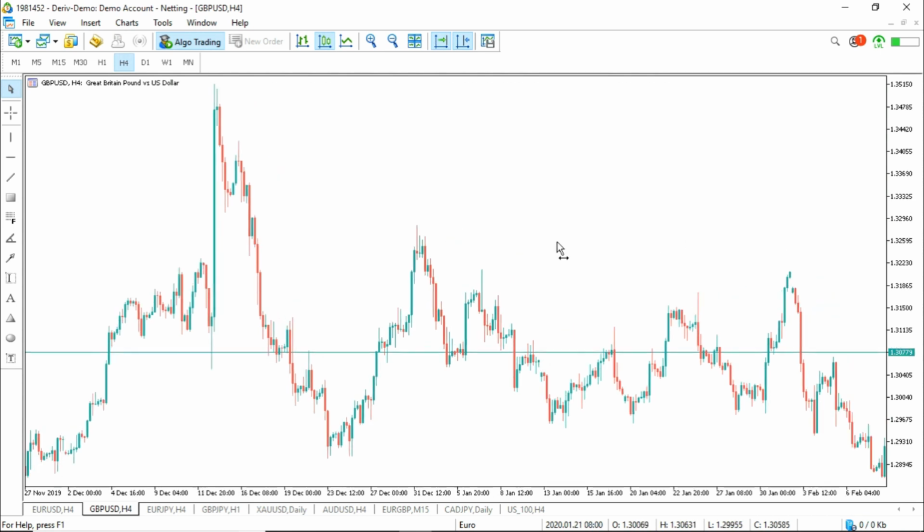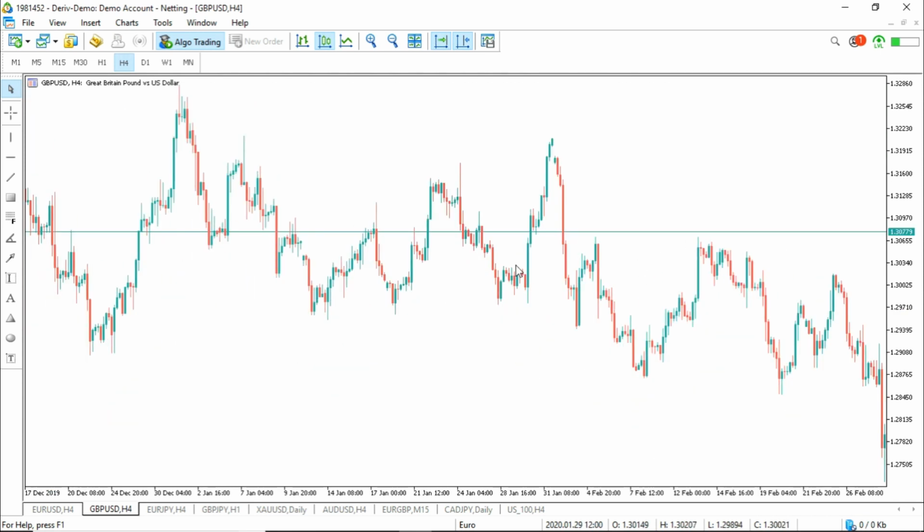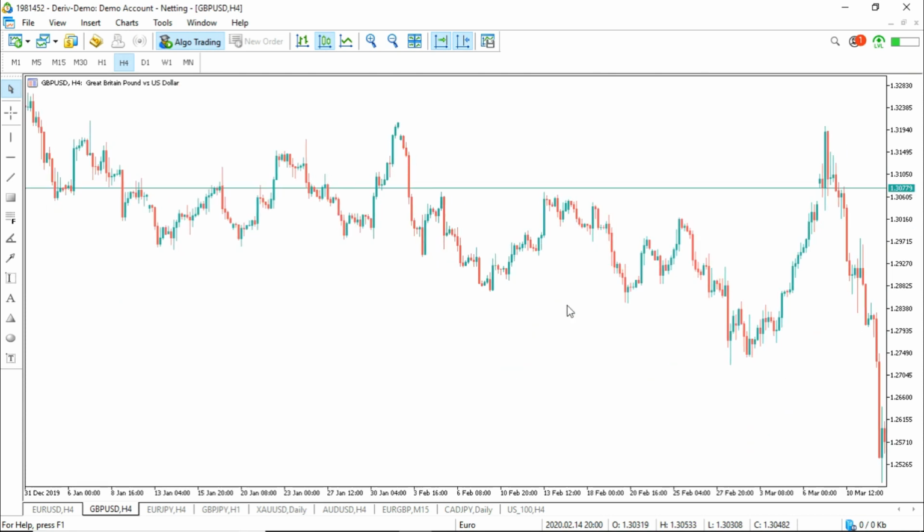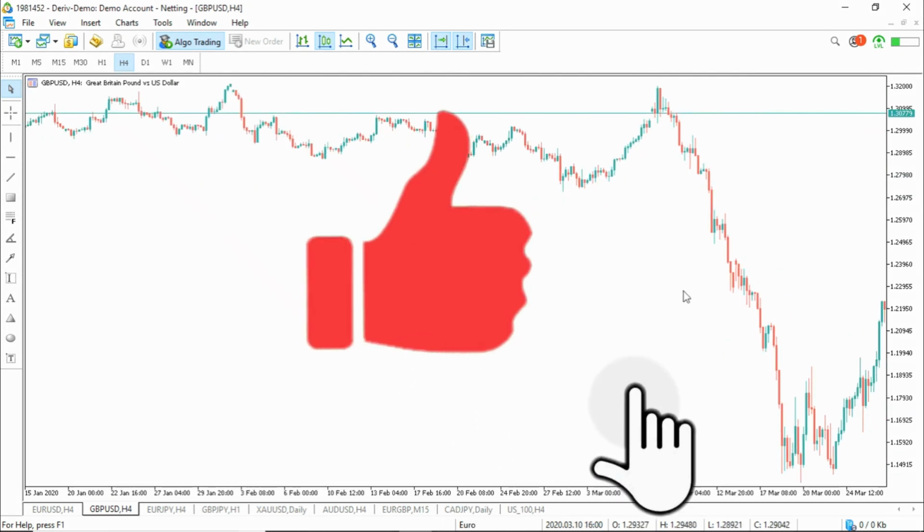Today I want to show you this very easy strategy for trading Forex. This strategy is extremely good for beginners. If you're a beginner in Forex trading, or even if you've been doing Forex for a while, this strategy still works very well for you.